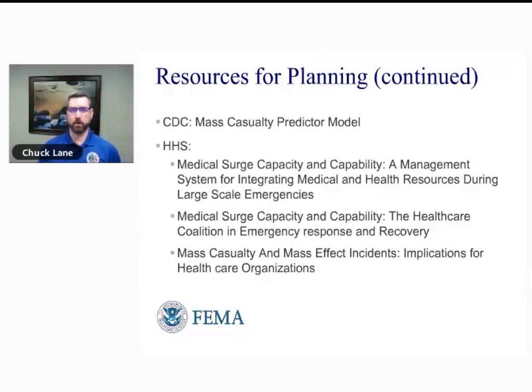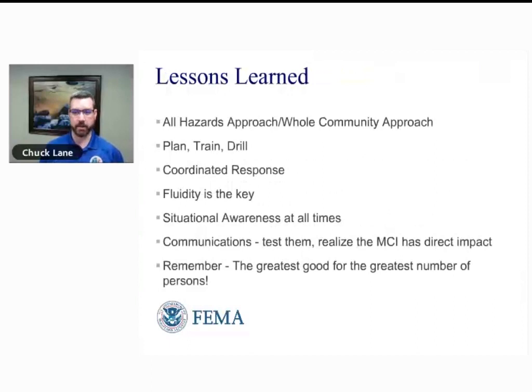As much as we all wish we could learn these things and talk about them without them actually happening, it's best if we can use what's available, learn from other people that have experienced it, and then implement these things in our own plan. So I highly, highly encourage you to look at the available resources out there.